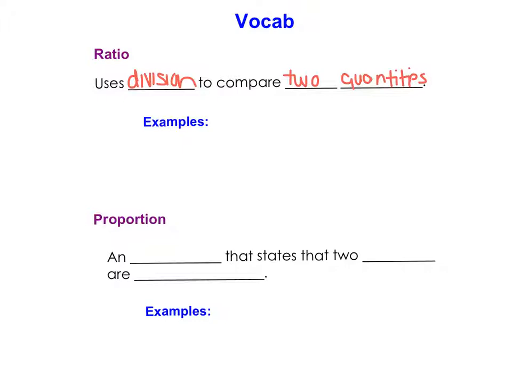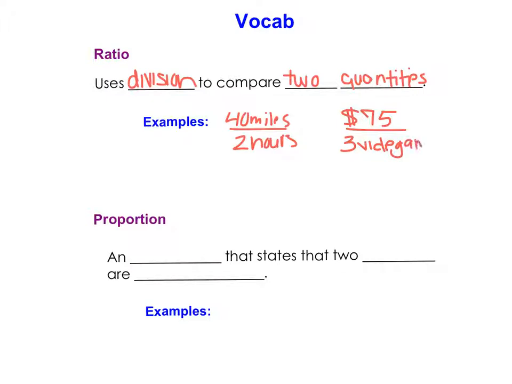You see ratios all the time in your daily life. This could be something like you traveled 40 miles in 2 hours, or maybe you spent $75 on 3 video games. Whatever it might be, a ratio uses division in the form of a fraction to compare two quantities.